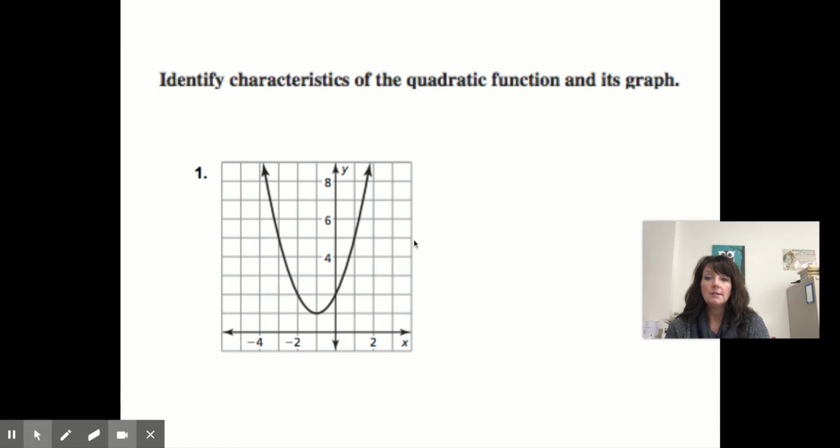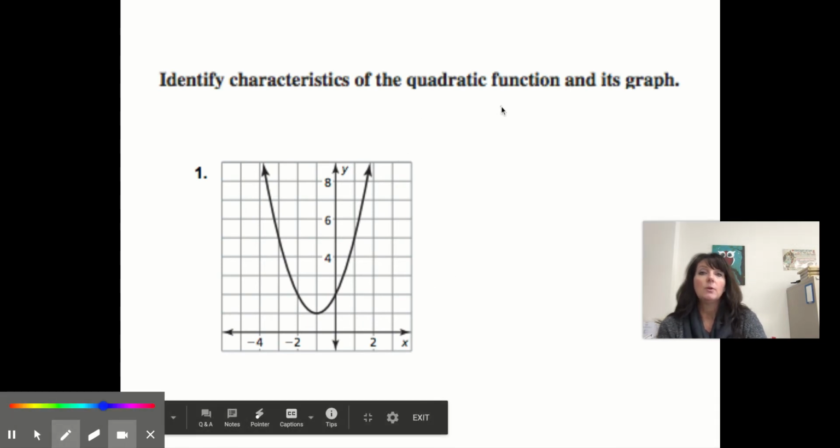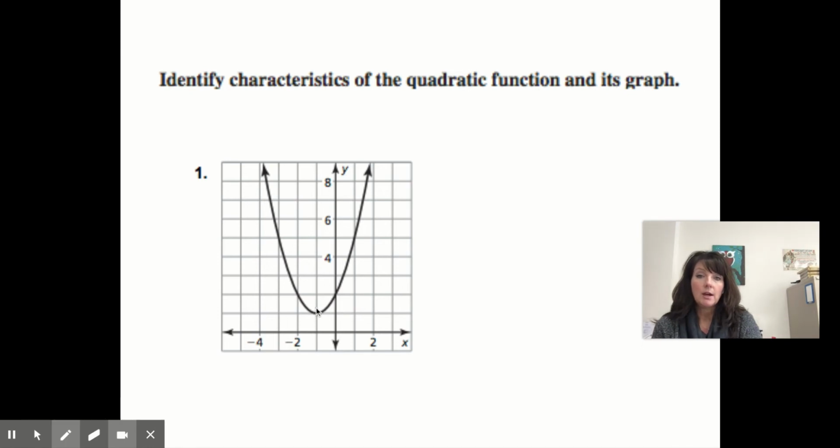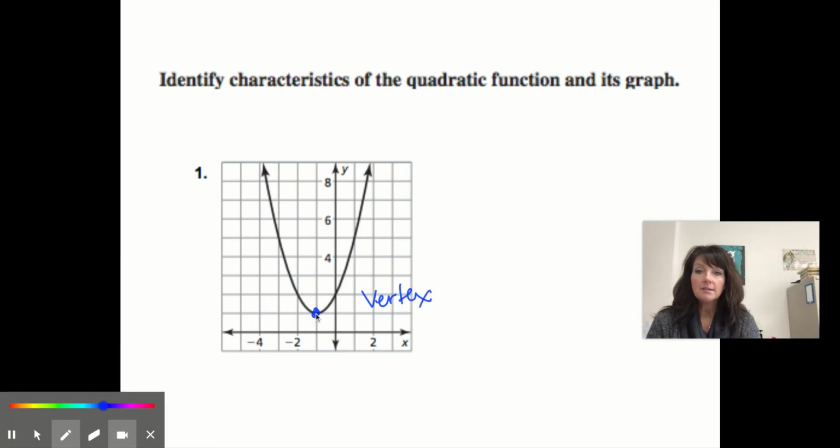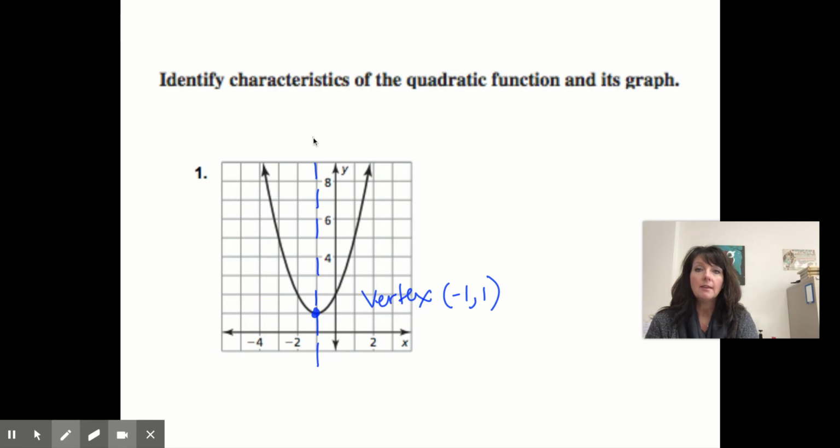Okay, so this is in your book. So we're going to describe the characteristics. So we want to describe the vertex, right? The vertex is equal to -1, comma 1. The axis of symmetry goes right through the vertex and cuts the parabola into two equal parts. So the axis of symmetry is where x is equal to -1.